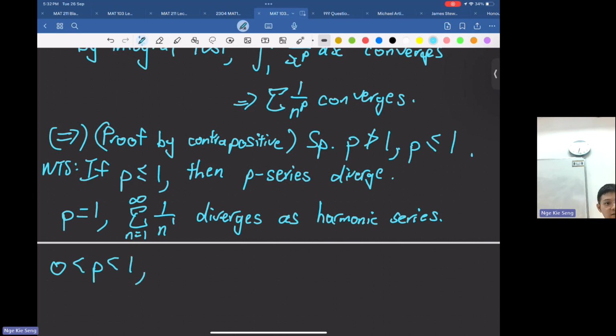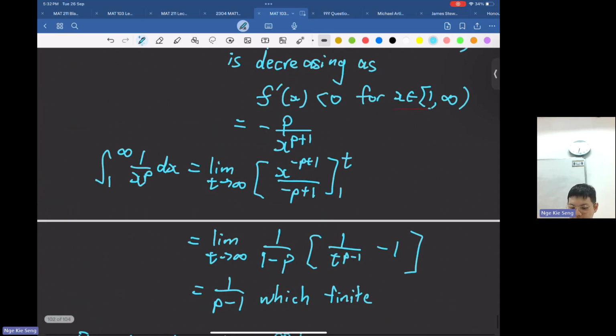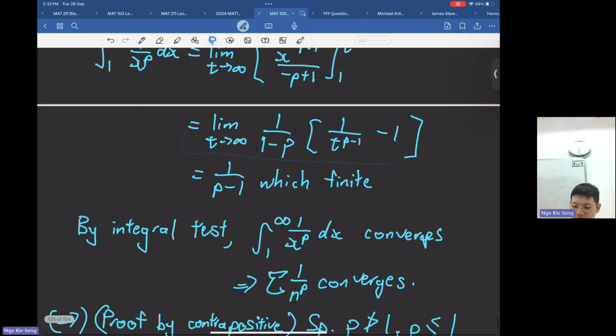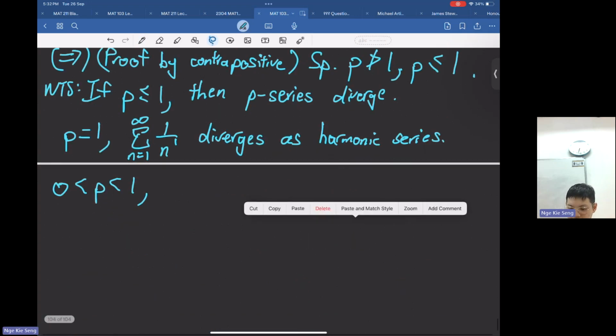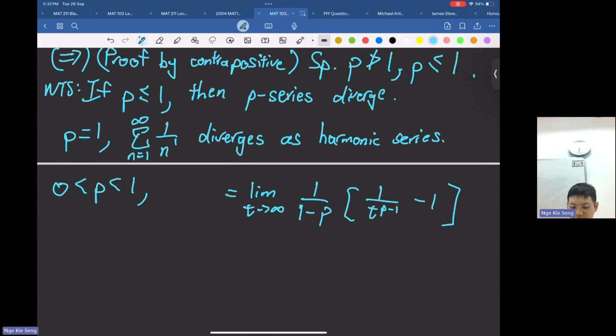Another region you can split into is between 0 and 1. Between 0 and 1 here, we can apply the integral test again. So let us recycle our calculation. Recycle it, that's very useful. We don't need to check the integral test conditions anymore because we already did it before. So when p is between 0 and 1, what is happening?